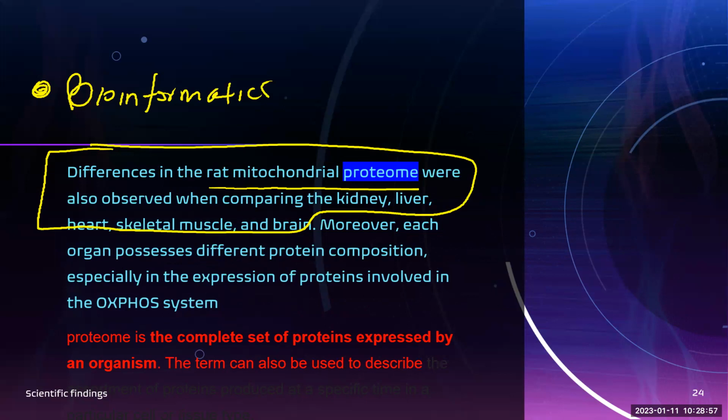Now here I find something about the differences of rat mitochondrial proteomes. The proteome is all the proteins in the mitochondria. How can we compare these proteins? We can use gel electrophoresis.